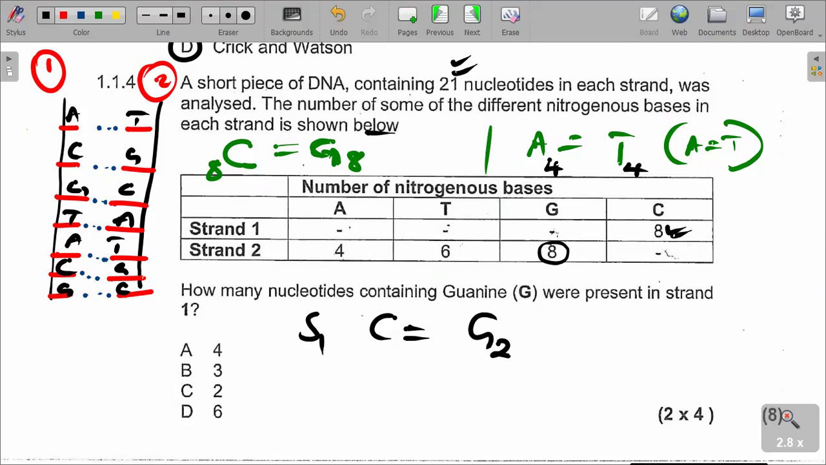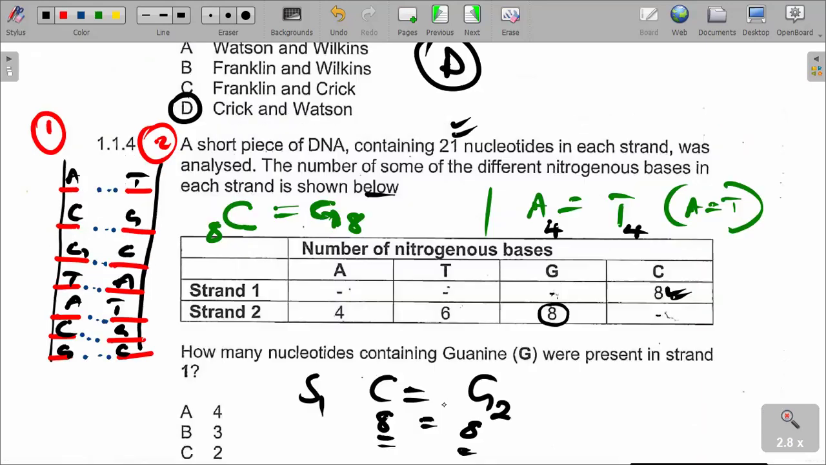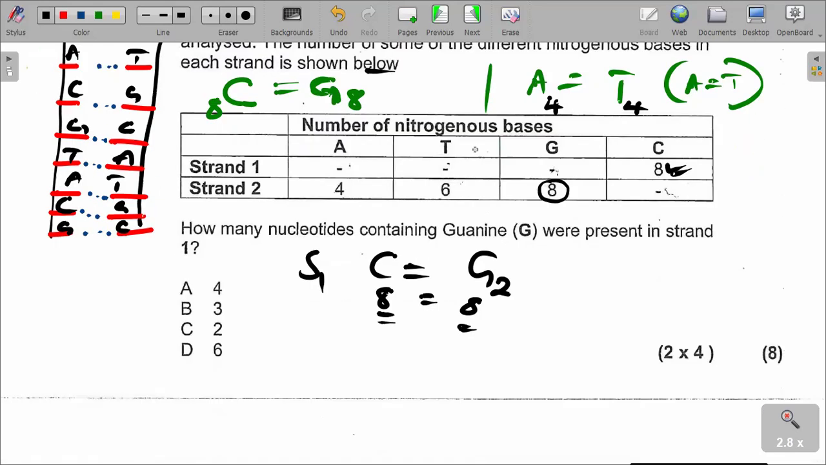So what we need to understand is that the bases must be complementary, which therefore means G 80 is equal to 8. But in any case, in the options that we are given here, we don't have such an answer. But I want us to understand that we are told that there are 21 nucleotide bases. It is given that there are 21 nucleotide bases.